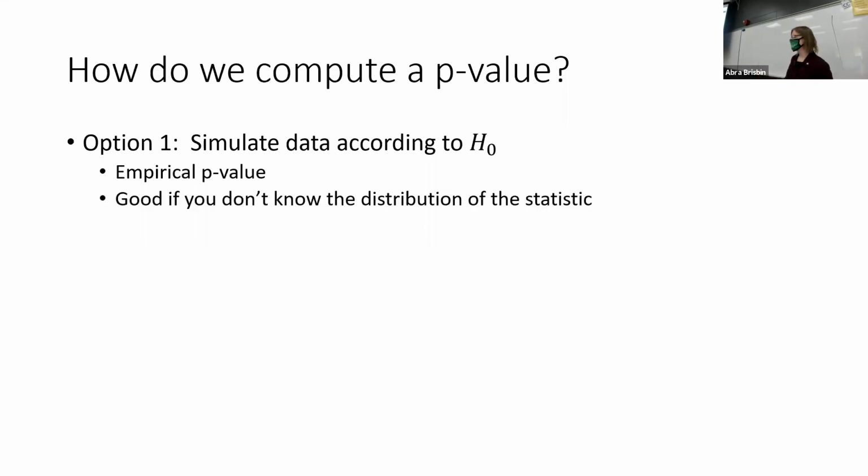And this approach is really good if you don't know the distribution of the test statistic. If the statistic you're investigating is something weird, like maybe 3 times the median minus the mean, where it doesn't have a nice distribution that is one of the ones that we know from Math 346.